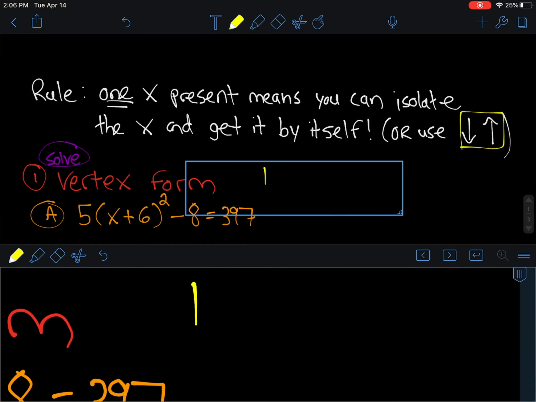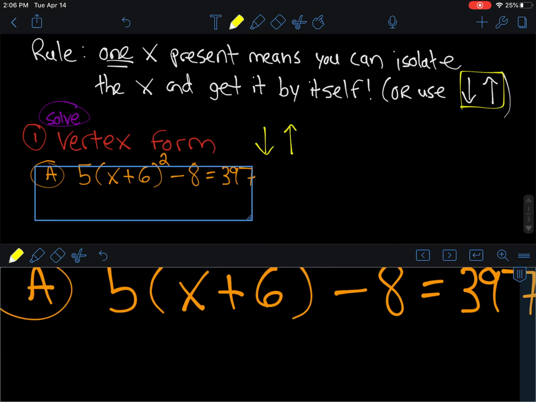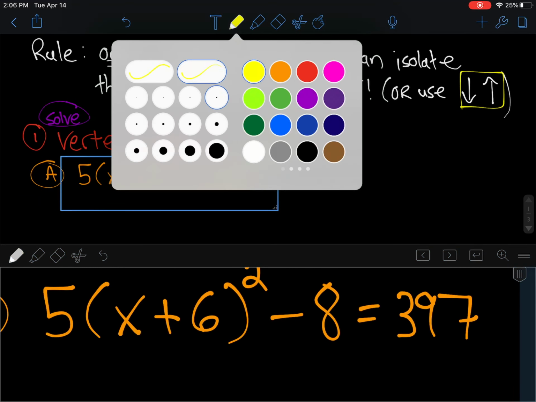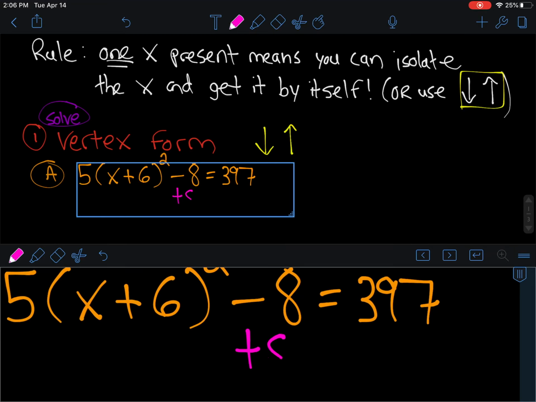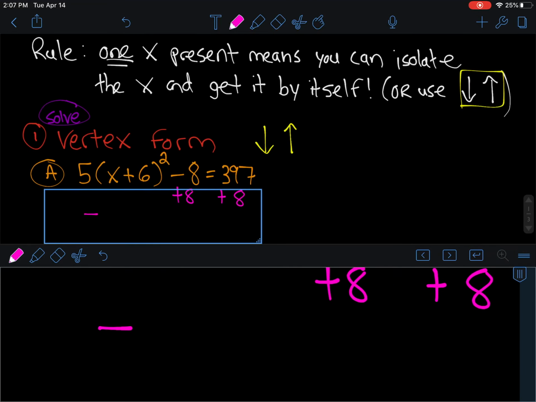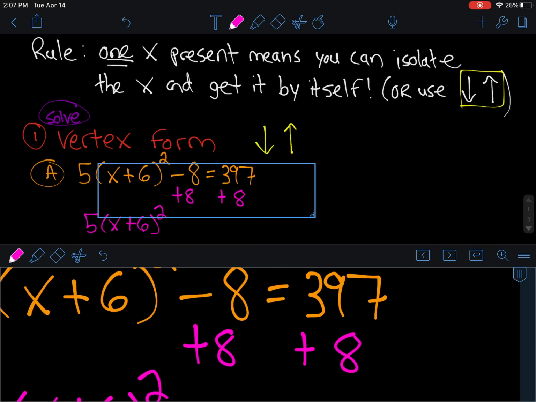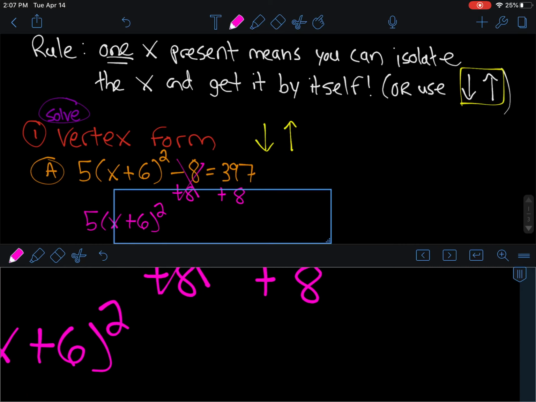Now, if you're a person that likes first semester, your arrows, that's fine. You can use it here. But if I'm going to solve this the traditional way of getting x by itself, what you do is you add 8 on both sides. Again, you do the addition or subtraction first in this case. I'm going to rewrite what I have on the left side now. Negative 8 plus 8 is 0. 397 plus 8 is 405.